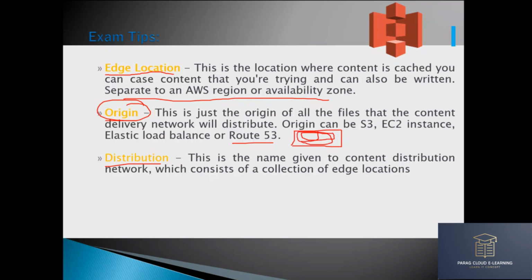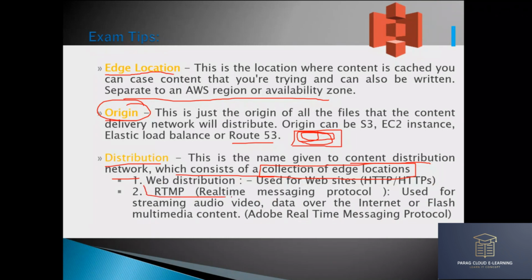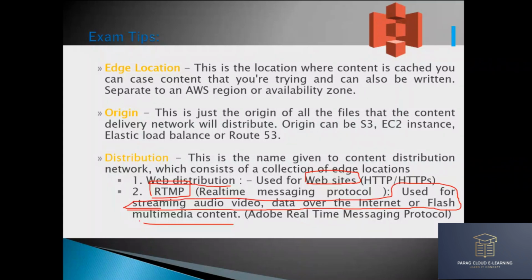What is origin? Where you have hosted your website. Distribution: this is the name given to the content distribution network, which consists of a collection of edge locations. It has two categories, but right now Amazon has merged these two categories. Just for theory, in case Amazon asks you in the exam: first is Web distribution, used to host and cache the website, simple HTML pages or PHP pages. And if you have multimedia content, then we have to configure RTMP, the Real-Time Messaging Protocol, which is used to stream audio and video data over the internet and to cache the multimedia content.